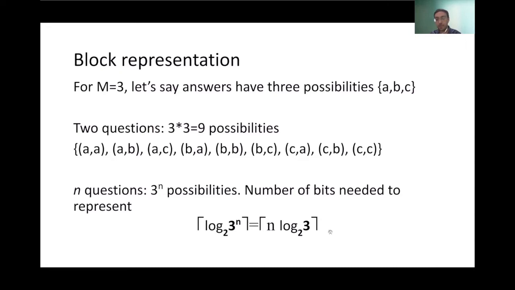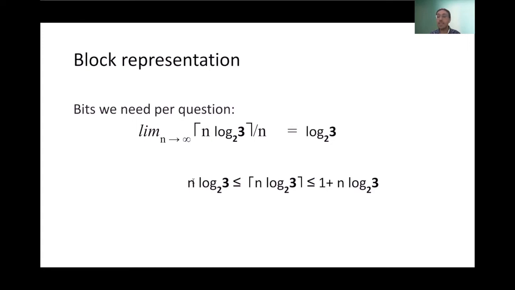So how many bits are we spending per question? It's this ceiling of n log 3 divided by n. This is the number of bits we are spending per question. And it's an easy calculation. If you take the limit as n goes to infinity of this ratio, the limit would be the logarithm of 3 in base 2. And the reason is simple. The ceiling of n log 3 in base 2 is greater than or equal to n times log 3 and less than or equal to 1 plus n times log 3. So if you divide all sides by n and take the limit, you will see that as n goes to infinity, the number of bits that you need to spend per question converges to this log 3 in base 2.